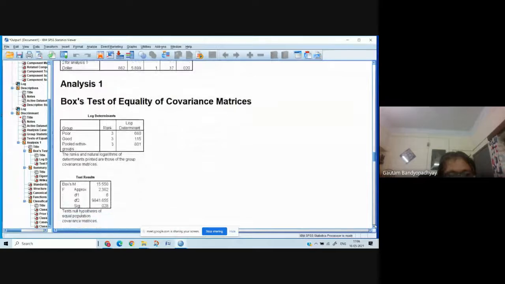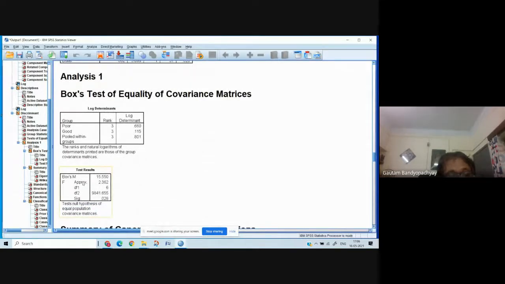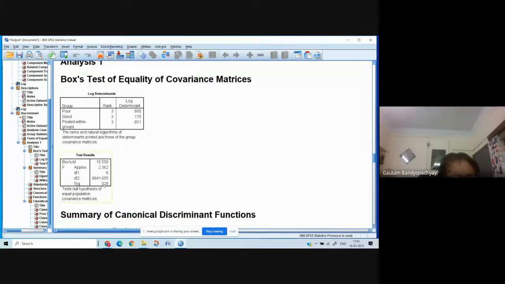And this is the Box's M test result. I told you, H0 is that the standard deviations are the same. It is just at the 1% level of significance, because this data set is not good enough, the sample size is very small. And not only that, I have set the criteria on the basis of only the average. Maybe I can set the criteria on the basis of the median also. There are so many things. Okay. But at the 1% level, the Box's M test is accepted, more than 1%.